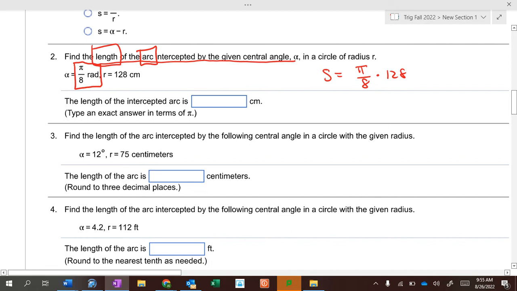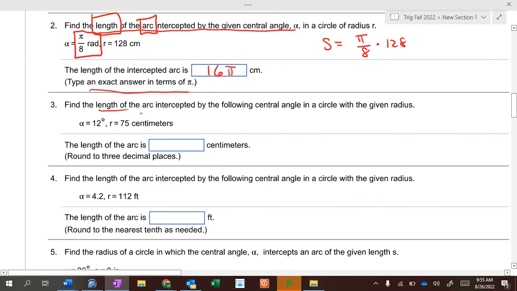Well, 8 goes into 128, 1, and it goes in 12, but no, I'm wrong. Goes into 12 one time, 48 left over, 6 times with a pi involved. It says type an exact answer in terms of pi. So this would be 16 pi. Correct? Okay.